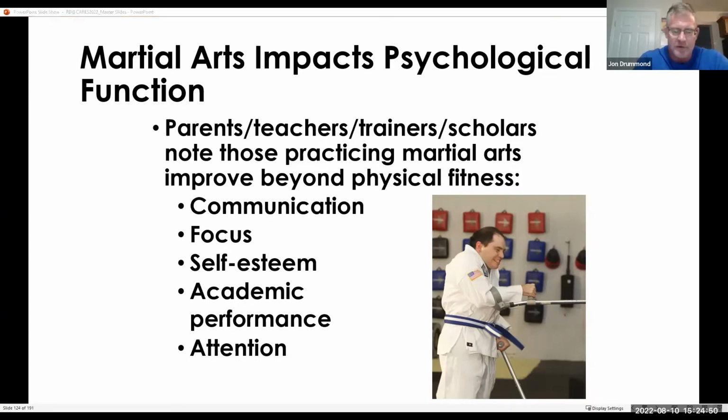And communication skills, focus and concentration, self-esteem, academic performance, and attention.